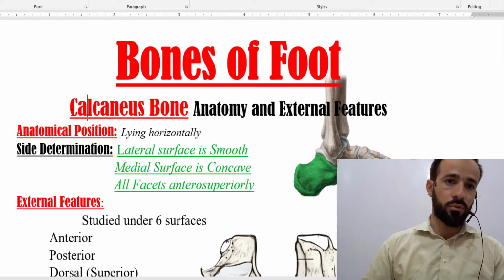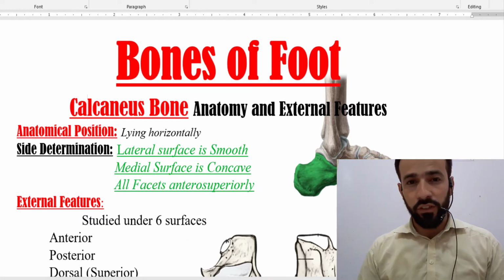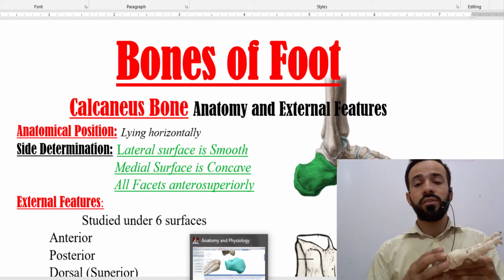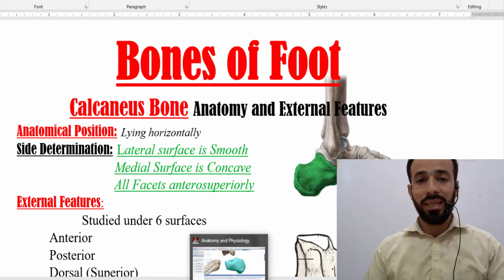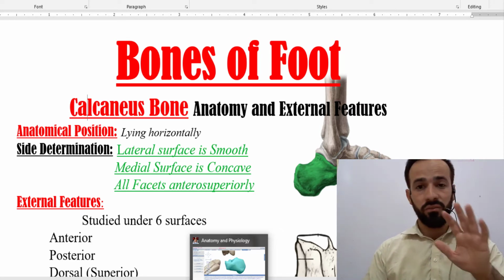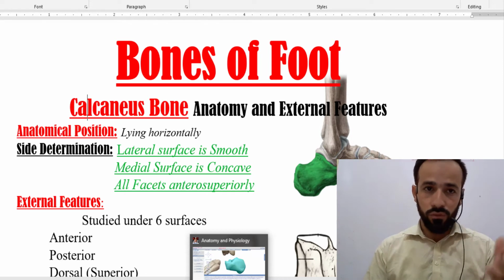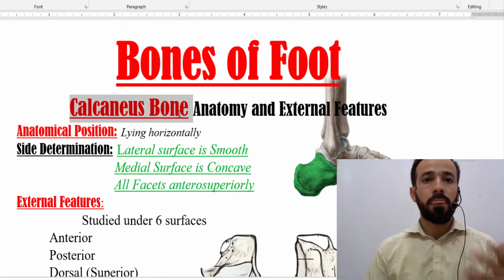Our foot is made up of about 26 bones. Among them we have the 7 tarsals, the 5 metatarsals, and the 14 phalanges, the phalanx bones which make up the 5 toes of the foot. So let's go for the first bone that we have here, that is the calcaneus bone.